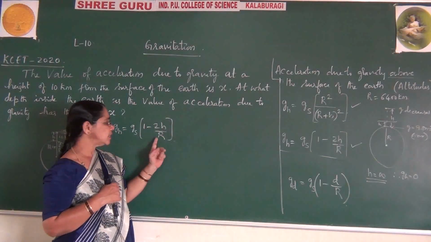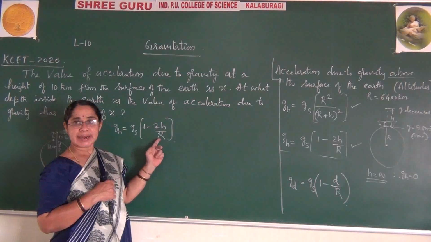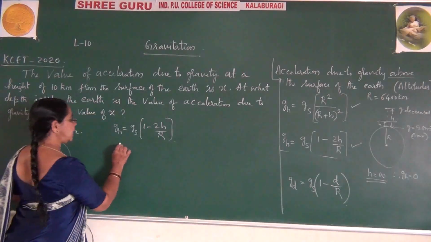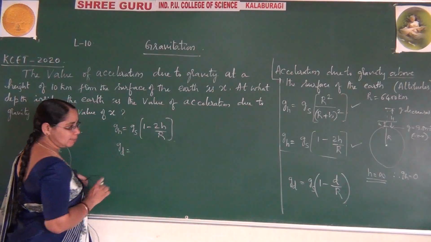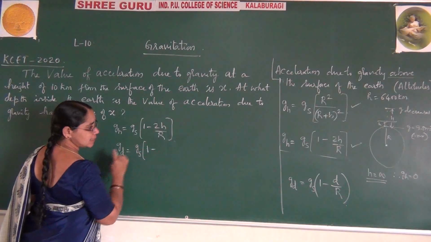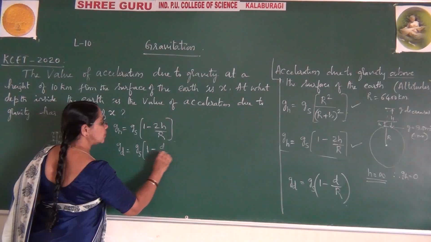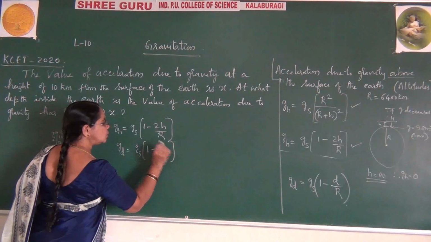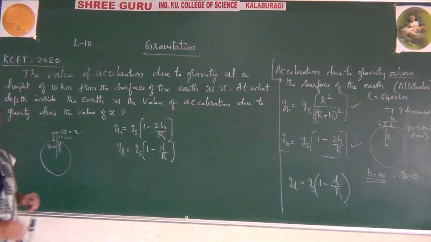So be aware, I am using the second condition, the second formula. Now next, g at depth. Just now we have derived g_depth is equal to g_s into (1 minus d by R). So these are the two formulas.